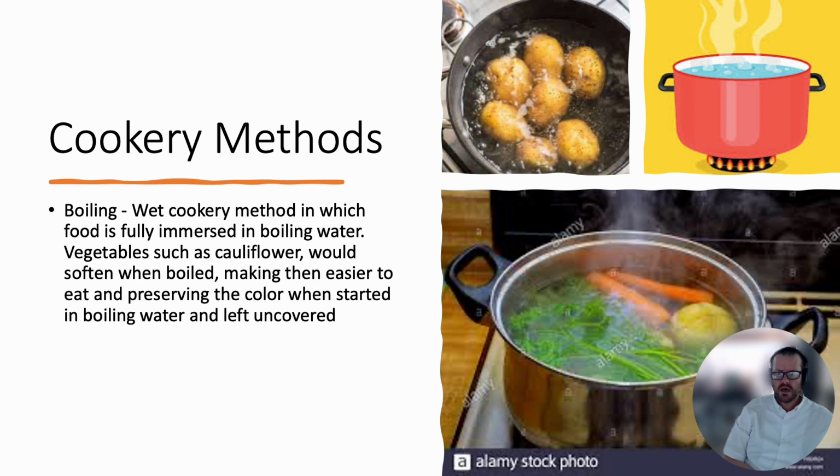Okay. Here we're talking about, what are we talking about? We're talking about vegetables, right? Maybe the food item within vegetables is cauliflower, and the desired outcome there would mean that they soften when they're boiled, which makes them easier to eat, preserves the colour. When it's started in boiling water and left uncovered, maybe a little bit of vinegar in there just to help with the bleaching effect.